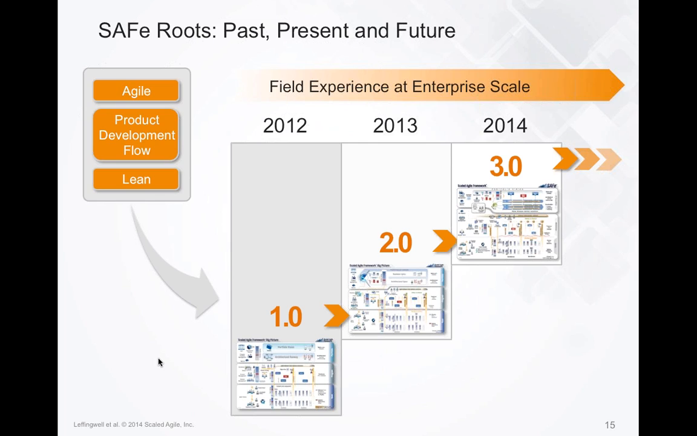The first release of the framework was approximately 2012. 2.0 and 2.5 were in 2013, and as Jennifer mentioned, in July of this year we released version 3.0. There's an arrow to the right. The reason the arrow is there is we're not done. How can we not be done?